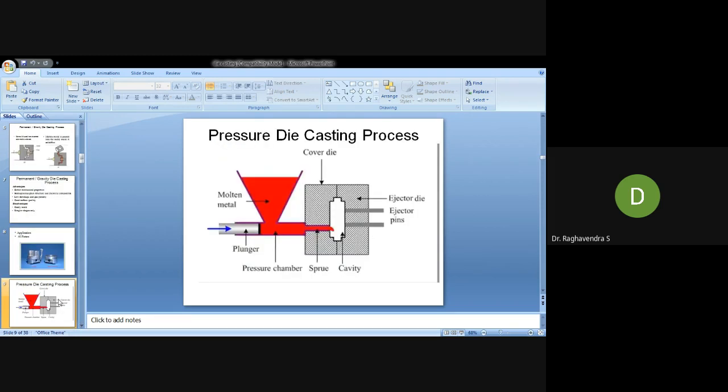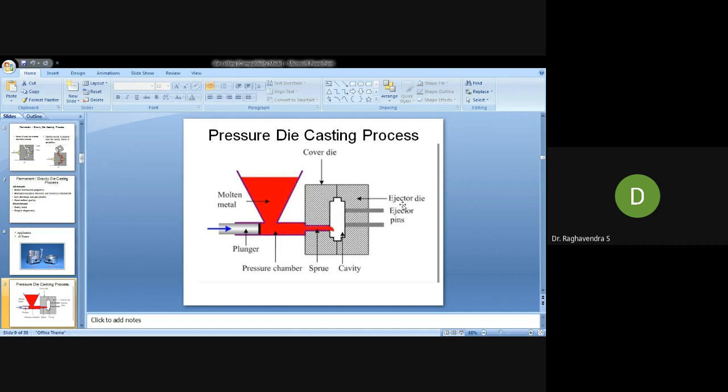And what is pressure die casting? Look at this. The same mold is there, where it is not poured from the top, it is poured from the bottom here. So hence you require a plunger here. Plunger means external pressure. You pour the molten metal here and press it, and it will come and occupy the chamber. Whatever shape you want, you get it.